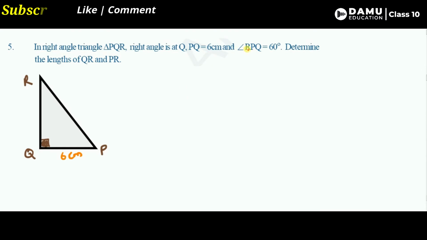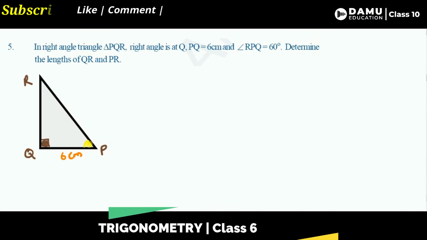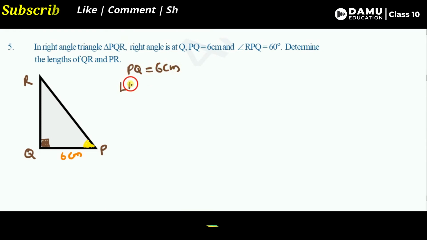And angle RPQ, this angle. What is this angle? This angle will be equal to, let's take it, PQ equal to 6 centimeter. Then angle RPQ, that is angle P, will be equal to 60 degrees. Determine the lengths of QR and PR. So we need to find the lengths of these two. So this one and this one.